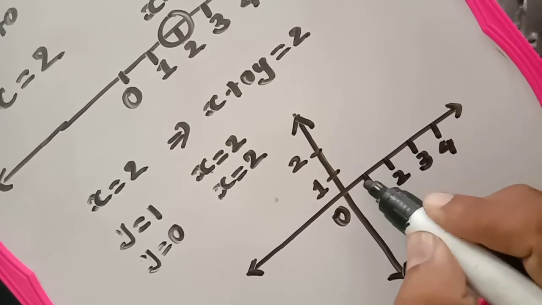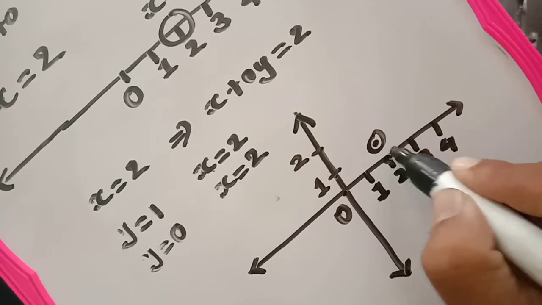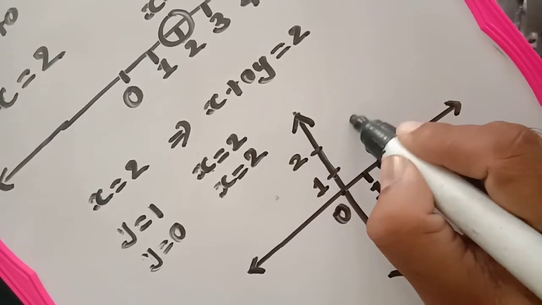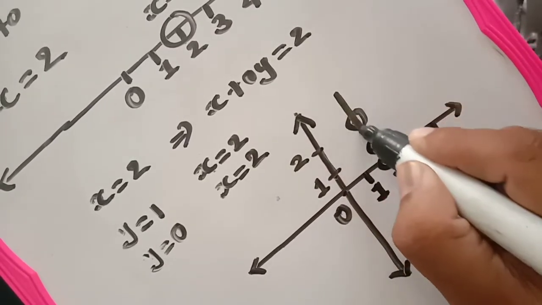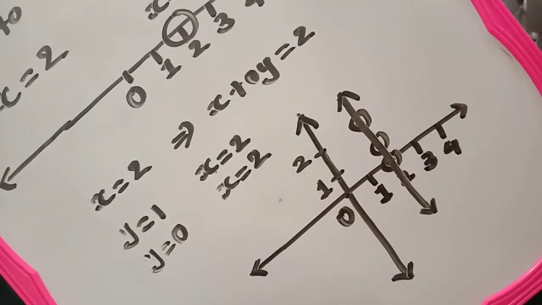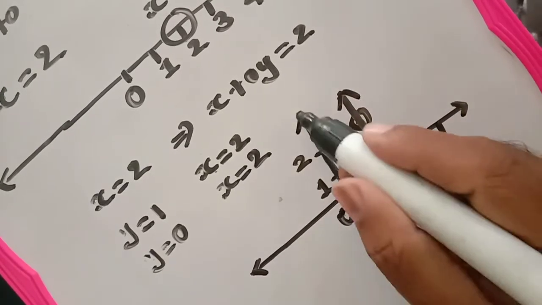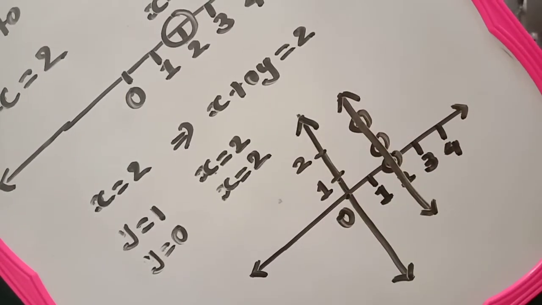The points are (2, 1), (2, 0), (2, 2), and so on. Then we get the vertical line. So we can see that whenever we draw a graph of the type x equals 2, we get a vertical line which is parallel to the y-axis.